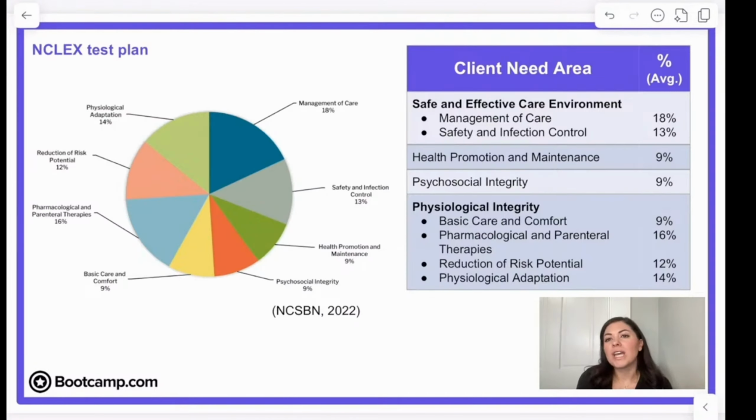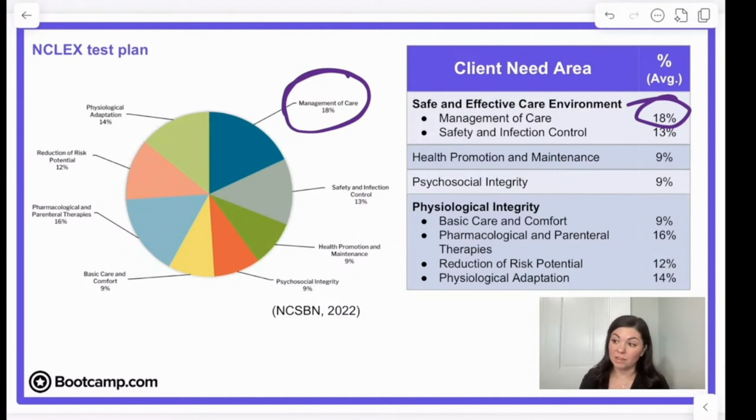The reason we think it is so important to talk to you guys about delegation, assignment making, and prioritization is because when we look at the NCLEX test plan, we can see that management of care is 18% of the exam. So it is the largest percent of the exam, even more so than safety and infection control. That means when you go to sit to take the NCLEX, it's a guarantee that you will see those types of items. You will see delegation, you will see prioritization.